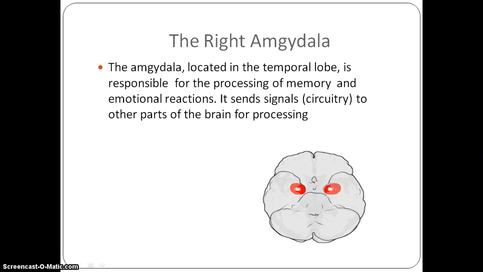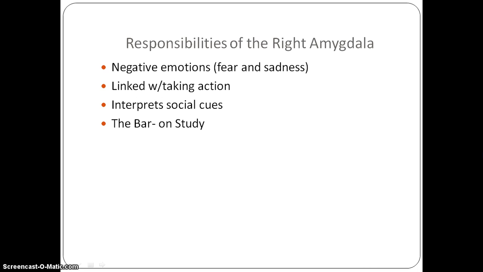So we each have 2 amygdalas. We have one in each side of the hemisphere. The amygdala on the right side is the one that's responsible for emotional responses. And there's been tons of studies and different types of tests done to confirm that the right amygdala is the one that's responsible for emotional reactions and responses. Some of the responsibilities of the right amygdala: it deals with negative emotions, such as fear and sadness.